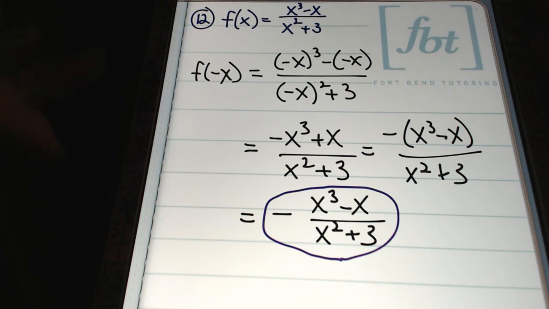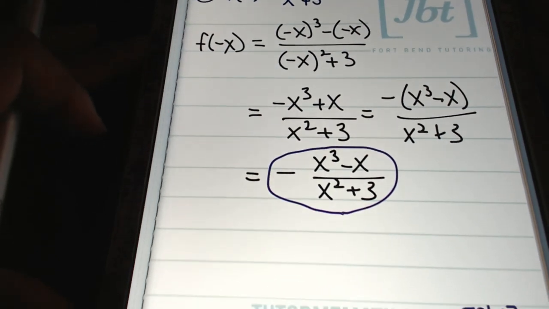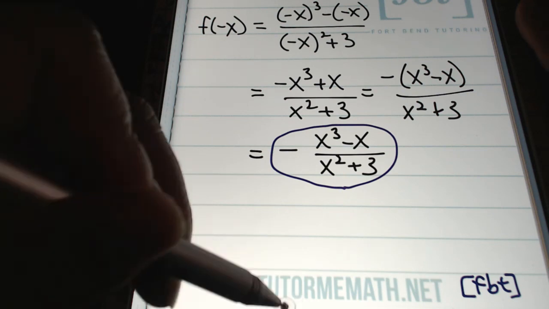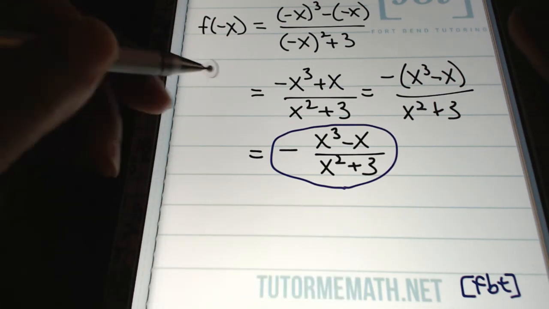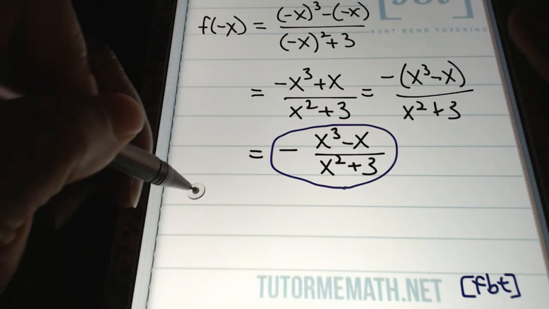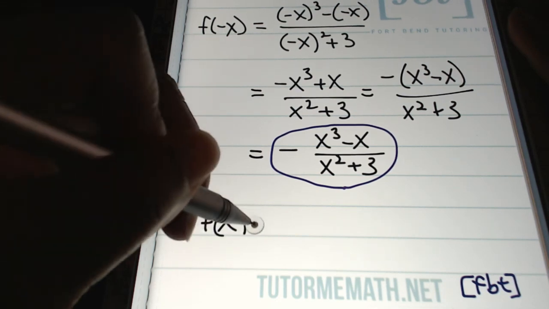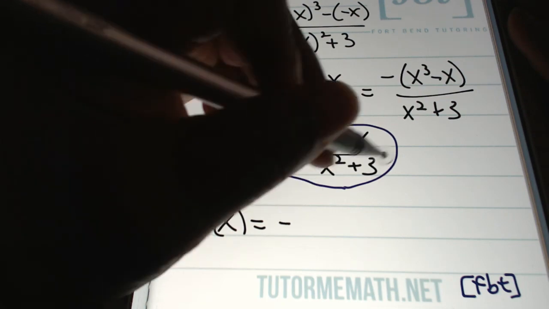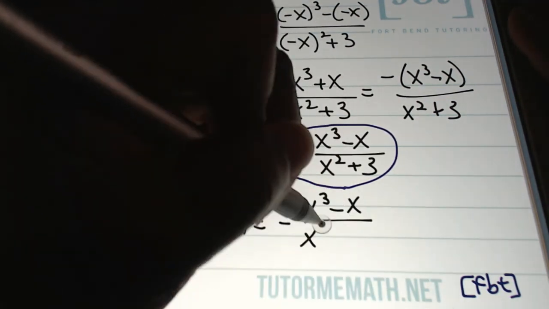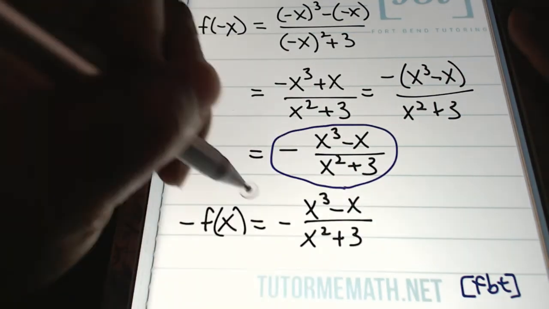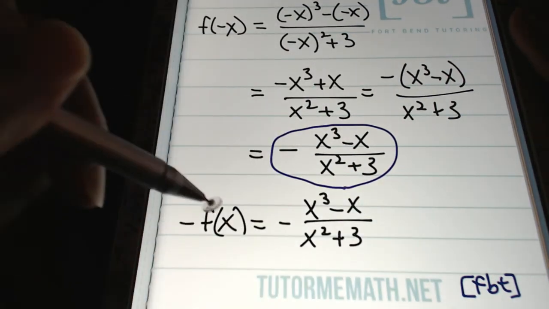Now, what happens when we change the signs of the original function? What happens when we find out what the opposite of f of x is? Well, all you have to do is just put a negative in front of that original term. I mean, this is the lazy part. All you got to do is just put a negative in front. We love that part.